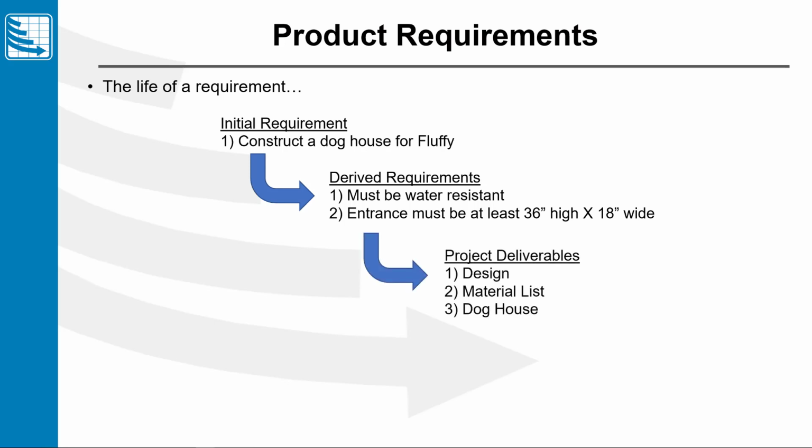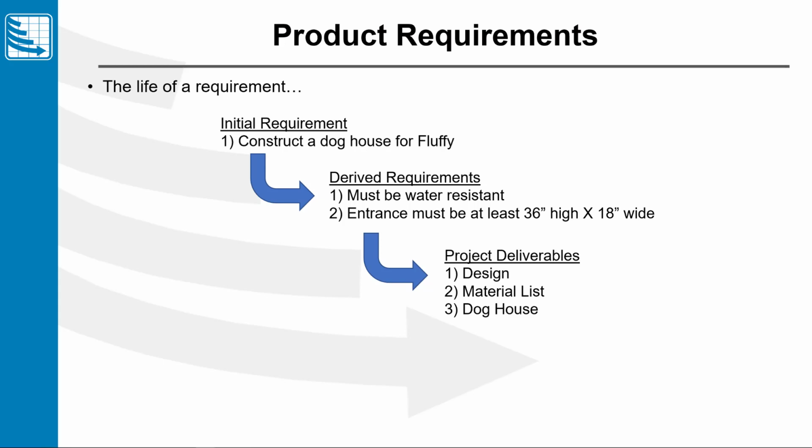Our deliverables trace back to those requirements. We've got a design. We want to see in the design that the entrance is at least 36 inches high and 18 inches wide. Then we want to look at the material list. Are we using water-resistant parts? So we can see just by the design and the material list whether or not the requirements are initially complied to.